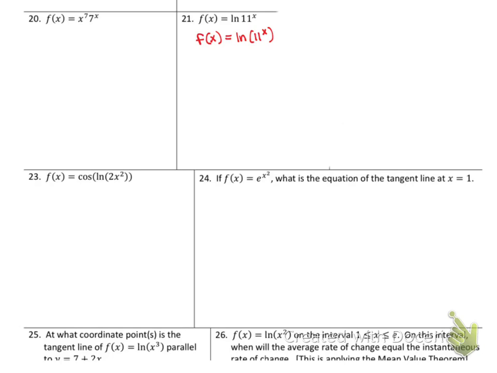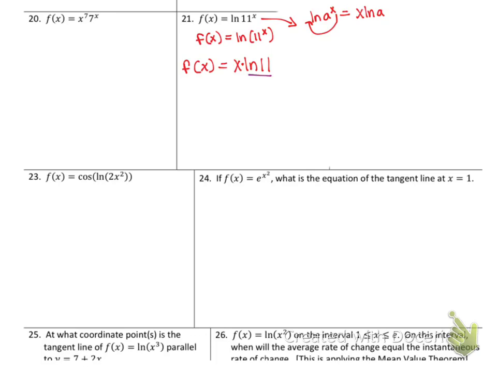Now, if you remember Algebra 2 or pre-calculus well, there are some properties of logarithms. One of those properties was that if you have a logarithm of something to an exponent, you can simply swing the exponent in front, and this becomes x times the natural log of a. So in this particular problem, I could rewrite it: f of x equals x times the natural log of 11.